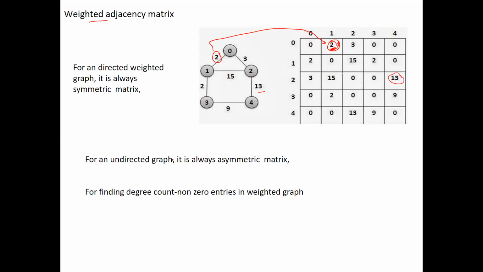Now, in this case, if you want to find the degree of a weighted graph, count the number of non-zero entries. That will give you the in degree of that vertex. If you want to get the out degree of a vertex, say vertex 2, you can go for the number of non-zero entries in its row. Now, in this example, because it is an undirected graph, the out degree and in degree will be equal because of the symmetric nature of the graph.